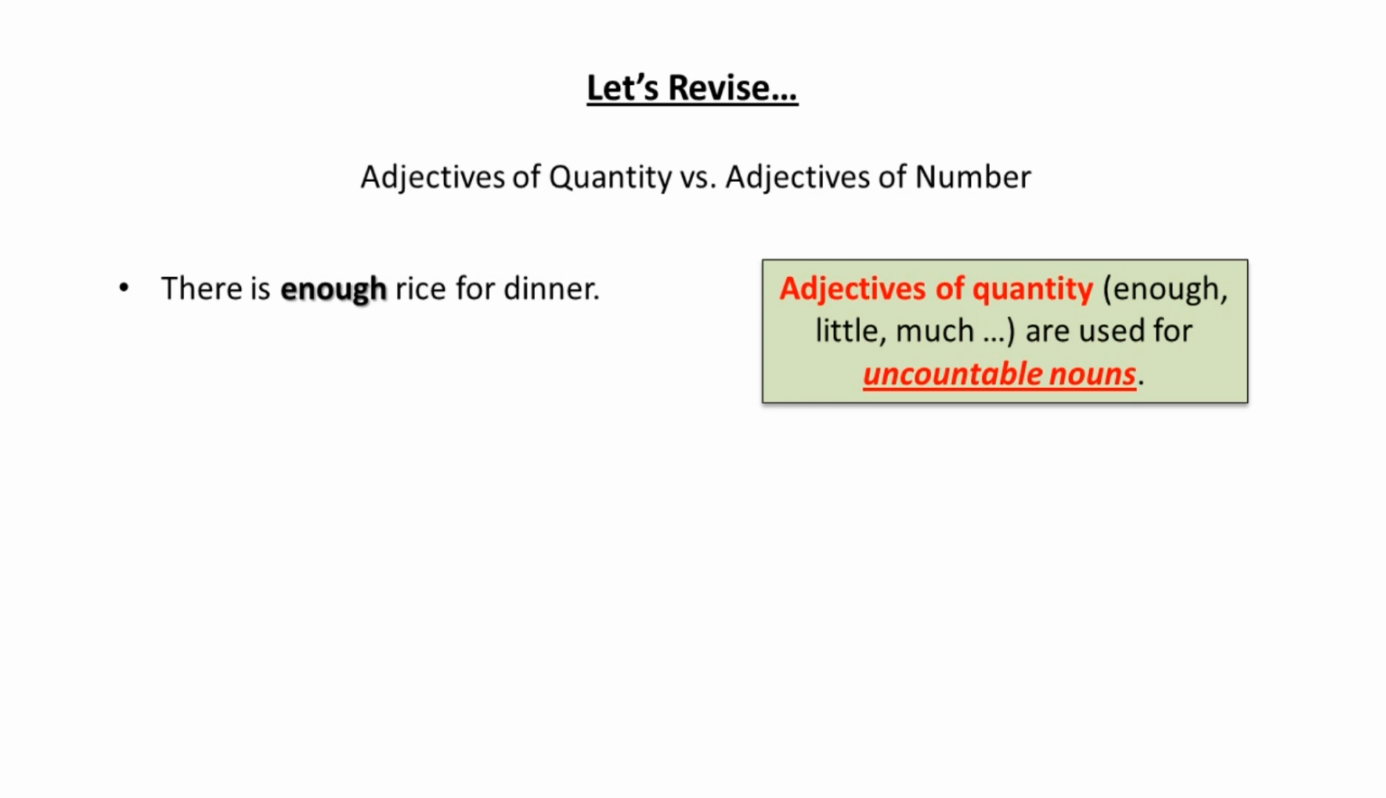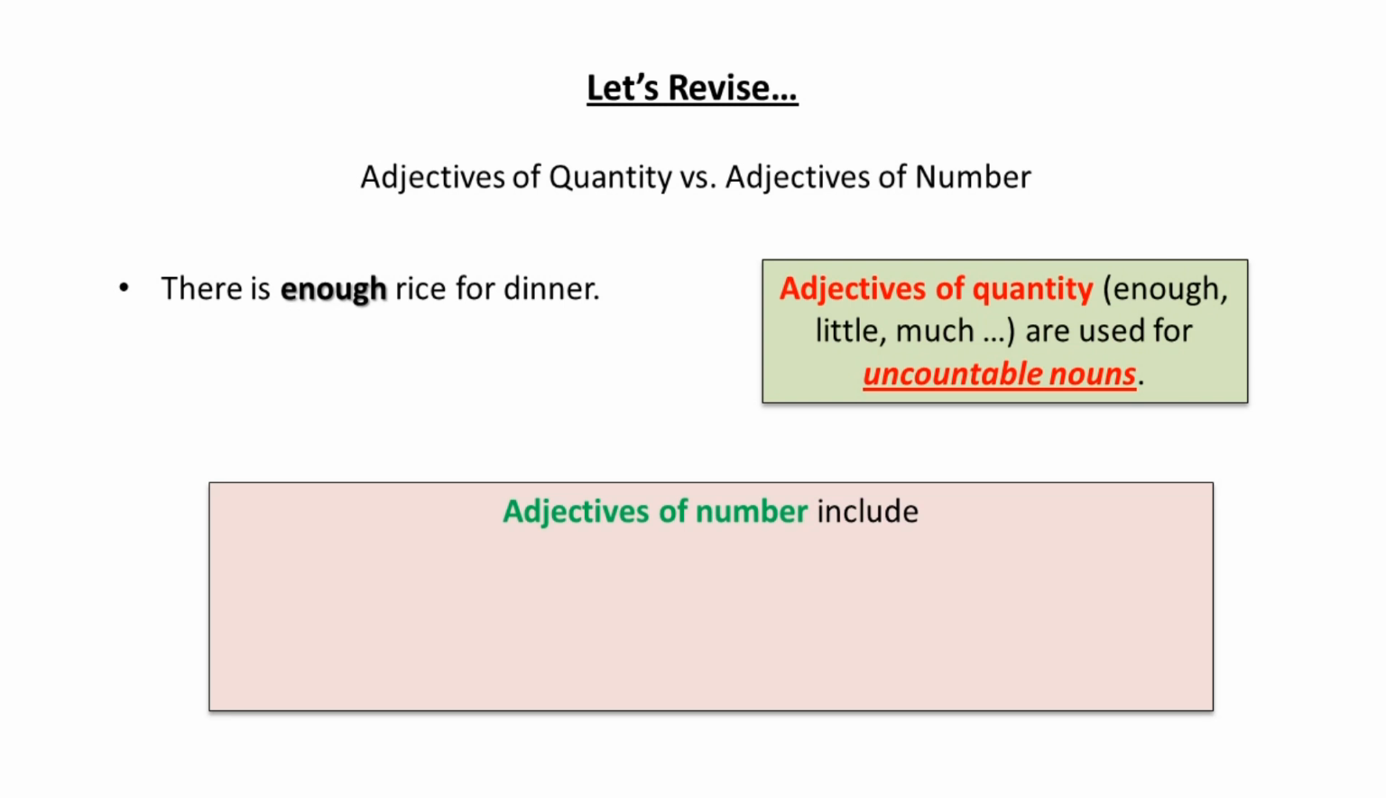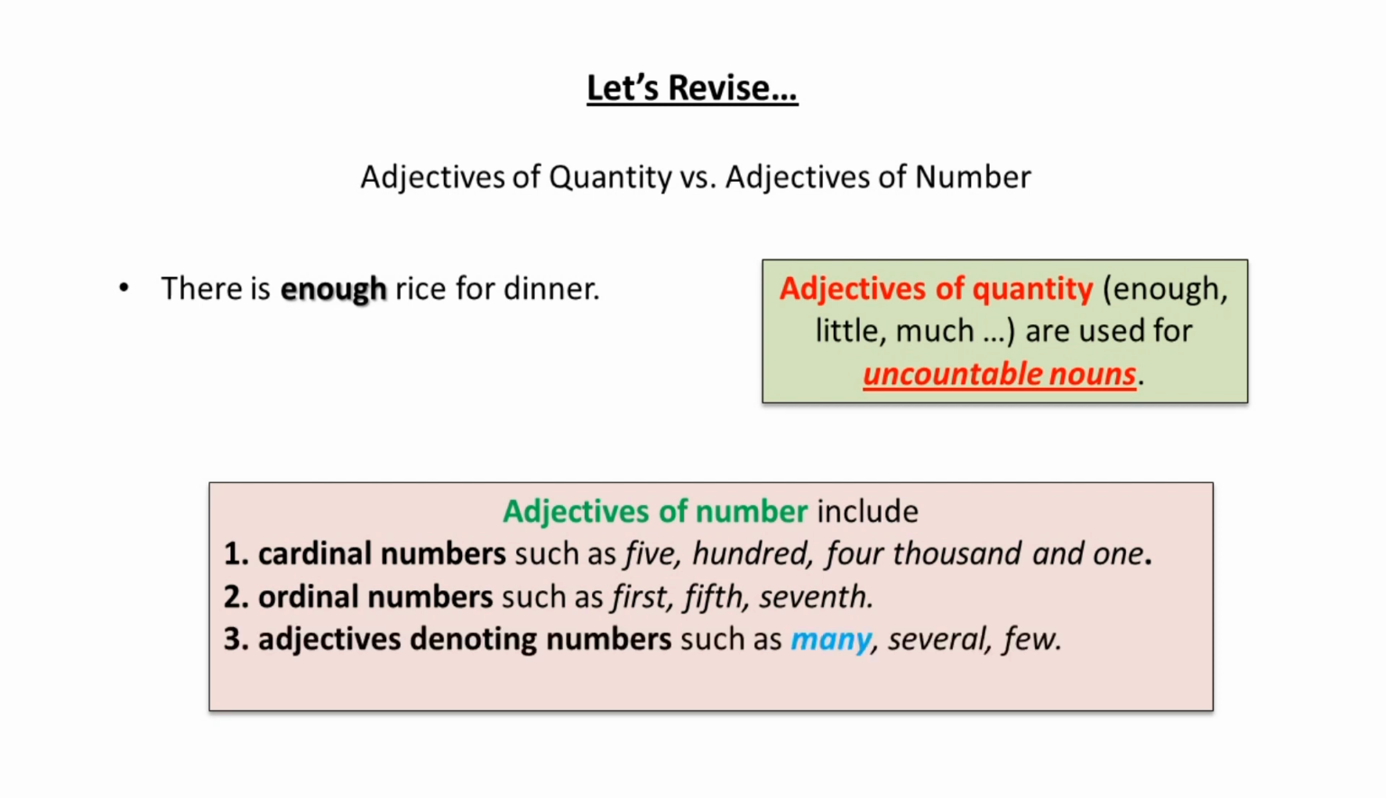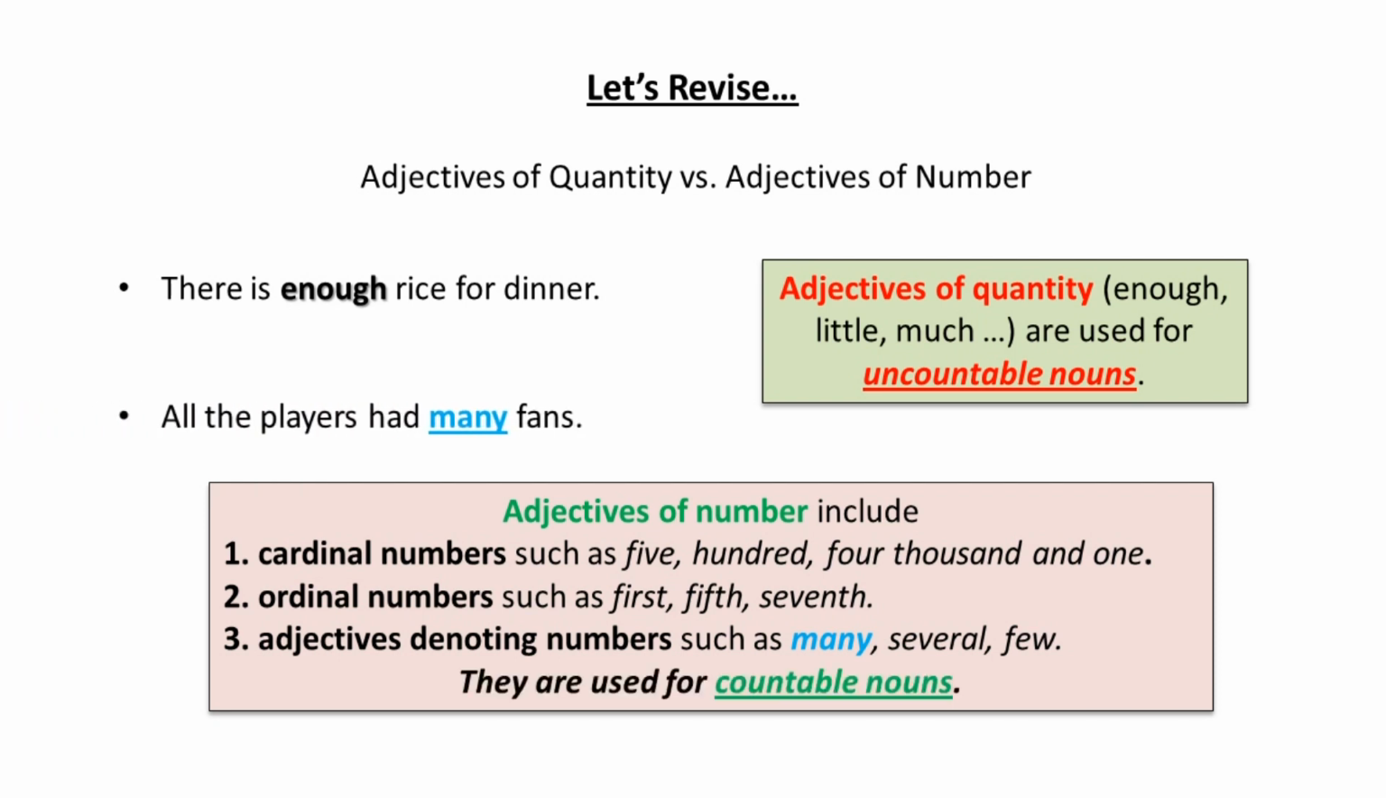an uncountable noun. Adjectives of number, we know adjectives of number include cardinal numbers such as 500, 4000, etc. Ordinal numbers such as first, fifth. Adjectives denoting numbers such as many, several, few, etc. And especially you should remember about adjectives of number, they are used for countable nouns. Let us see an example. All the players had many fans.